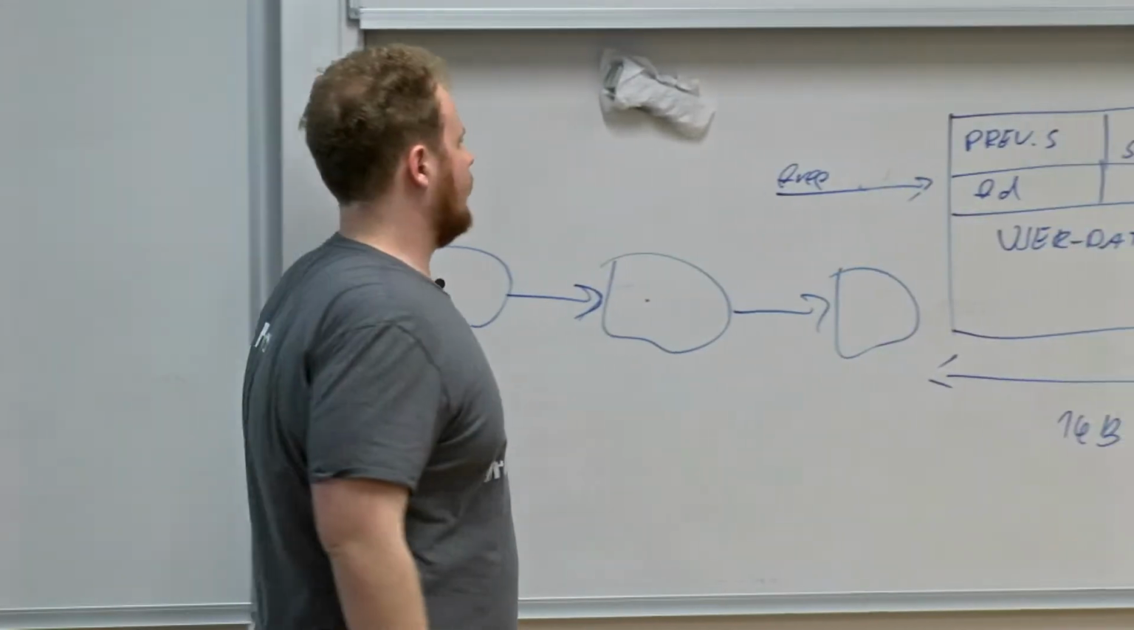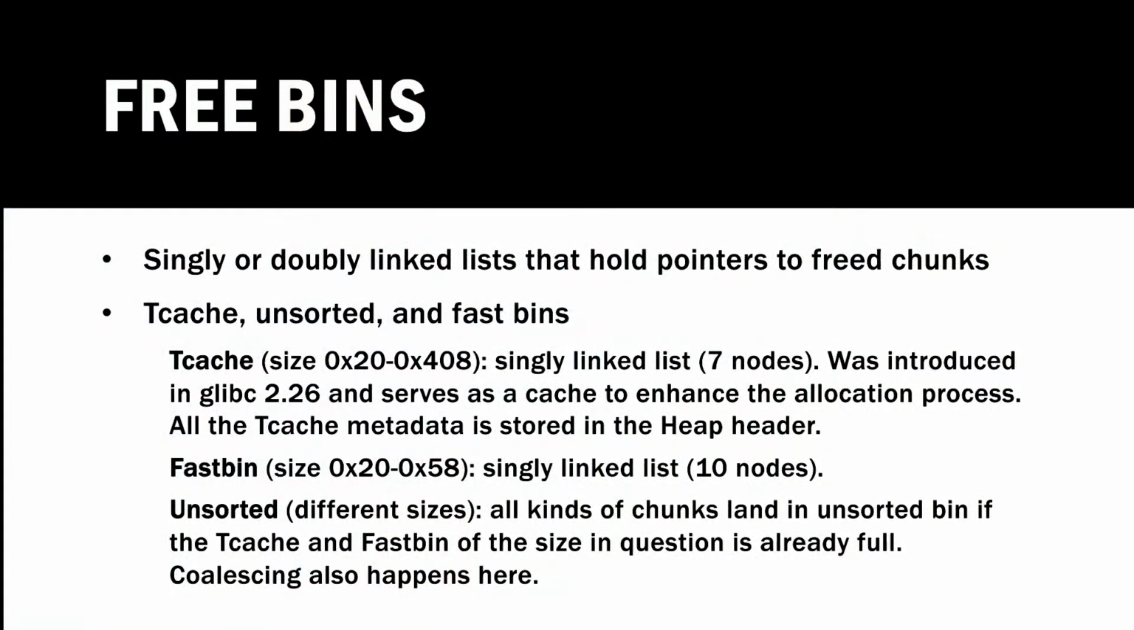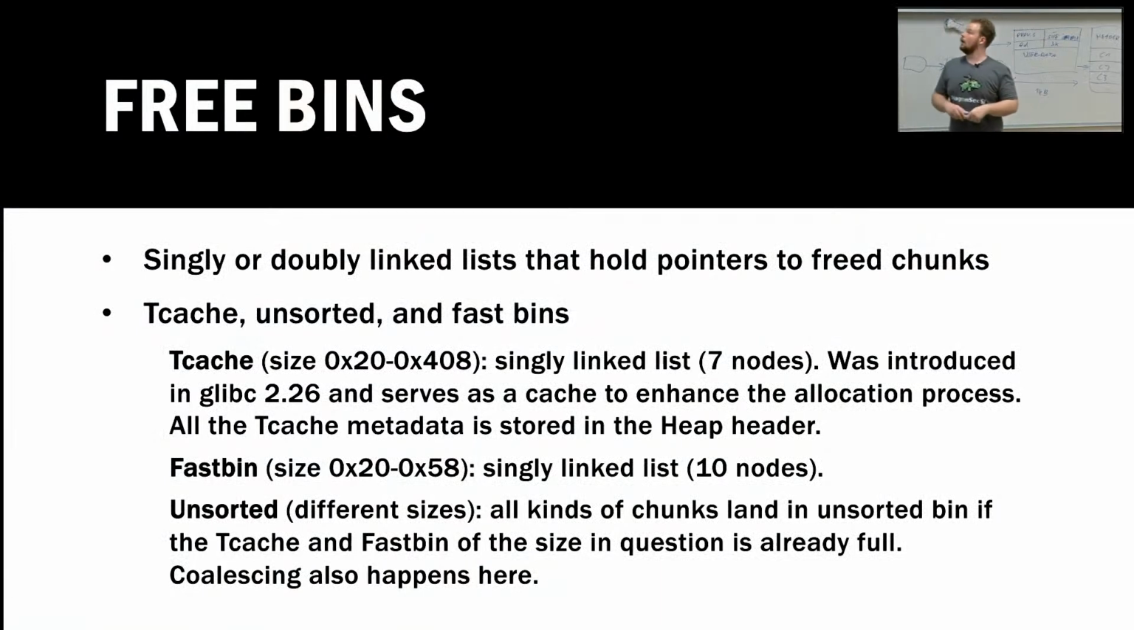Okay, so I mentioned before the bins. We know a lot of free bins. So there's tcache, fastbin, and unsorted bin. These are the ones that I'll talk about today. But we also know the small and the large bin. I won't talk about them today because they are not relevant for the exploitation part that much. They have some vulnerabilities and some useful techniques, but mostly are not being used in the exploitation world.